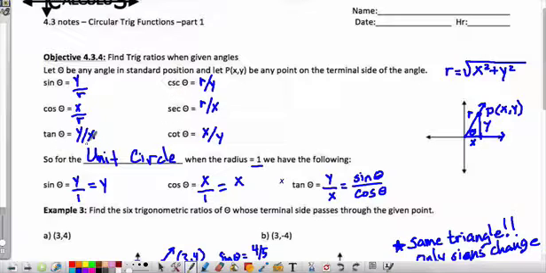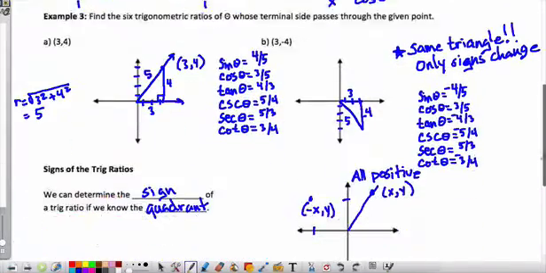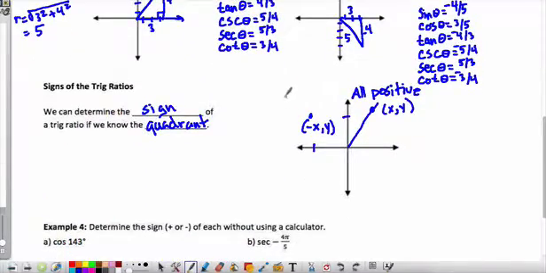Same for tangent. I have an x, but I have a positive y being divided by a negative x. It's going to be negative, so will its reciprocal. So in this case, only sine is positive. So for this quadrant here, sine is positive.